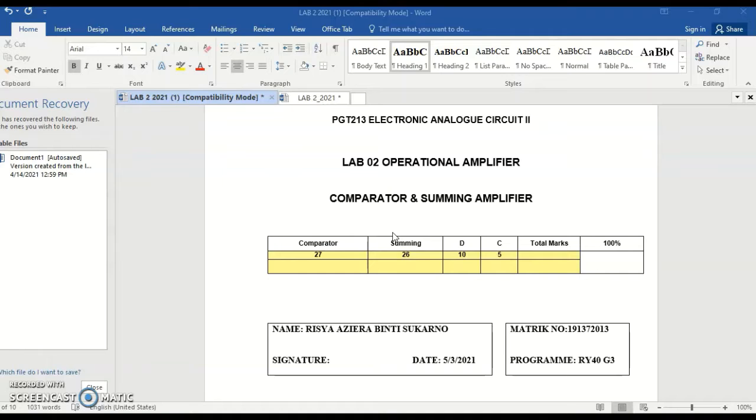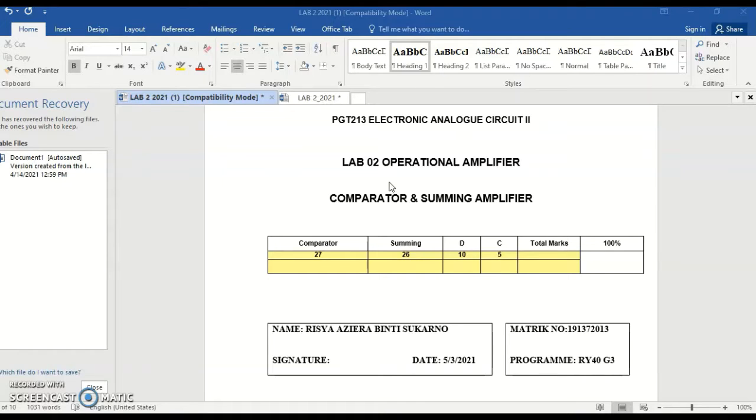In this lab session, we were doing lab 2, operational amplifier. In operational amplifier, we have two applications, which are comparator and summing amplifier. The comparator is an electronic decision-making circuit that makes use of an operational amplifier with very high gain in open loop state. There is no feedback resistor.